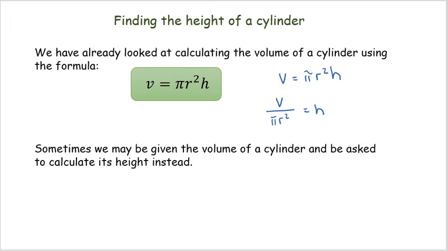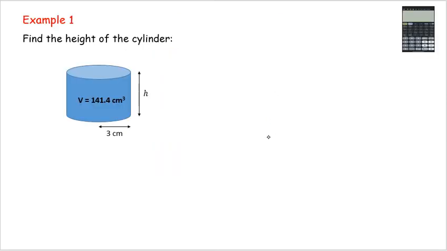Now, the way we're going to do this in examples is I'm going to input the numbers first before I rearrange this formula. However, you can do it this way if you want. So looking at example 1, we're given a cylinder here and we want to work out the height of this cylinder. Now, I'm given a volume, so I'm going to go straight to my volume formula. So volume is pi r squared h.